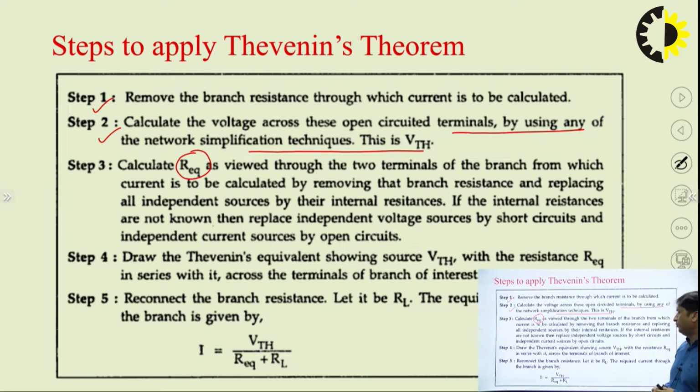And step number 4, we draw the Thevenin equivalent circuit diagram, and then lastly we calculate our load current, the current through the branch for which we have to find the value of current. So these are the steps which we can follow while solving any network.